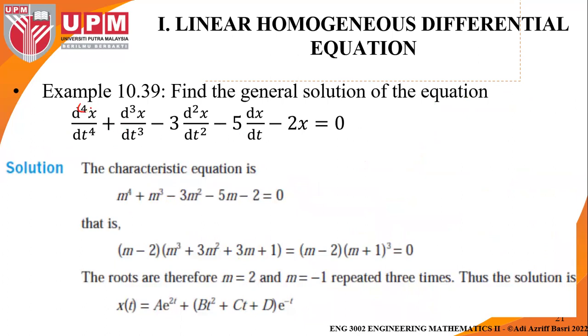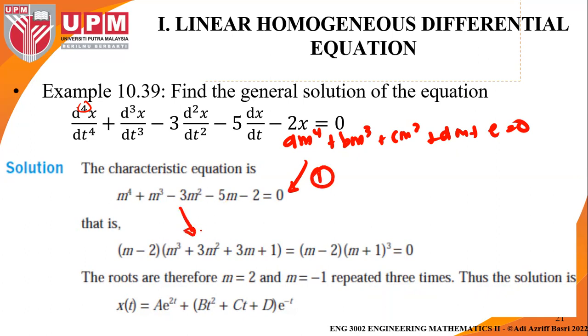This is also power of 4. So your characteristic equation is a m power of 4 plus b m power of 3 plus c m power of 2 plus d m plus e equal to 0. Then you change this one, you will get this answer. This is the characteristic equation. Step number 2, you change this one to the roots, find the roots. So you get the factorization of this one. This is the first factorization. The second factorization, you get (m minus 2) times (m plus 1) power of 3 equal to 0.